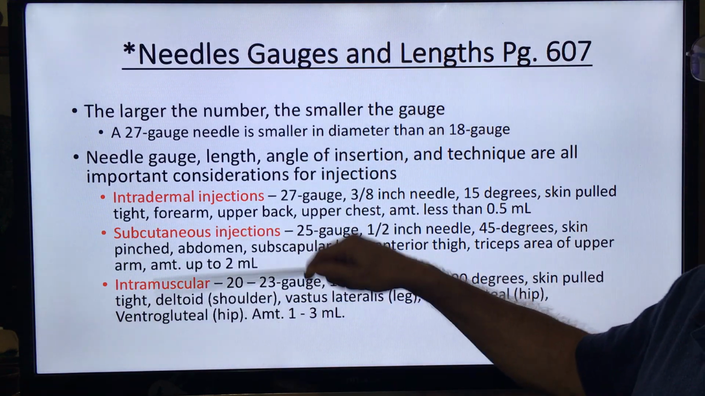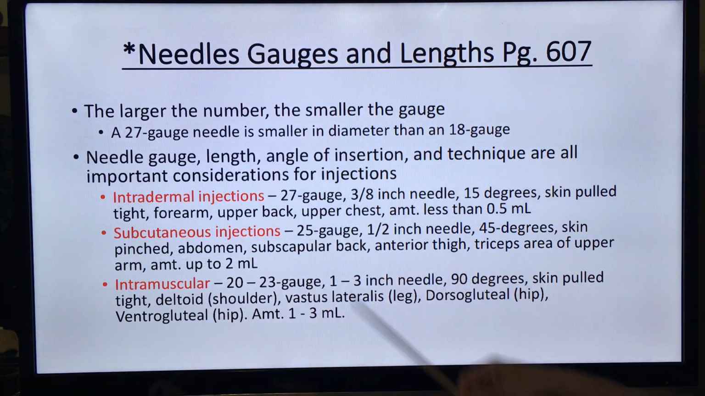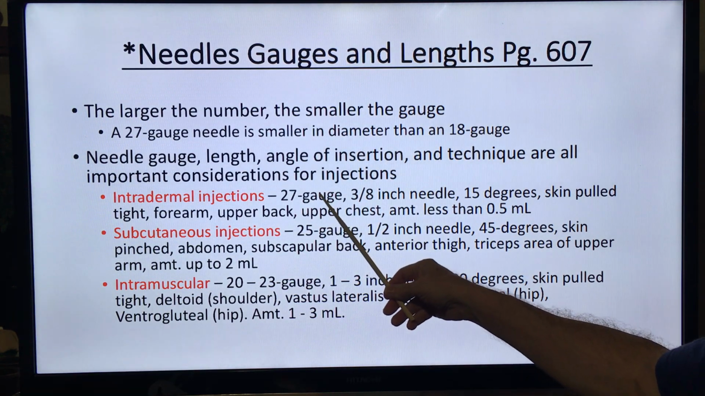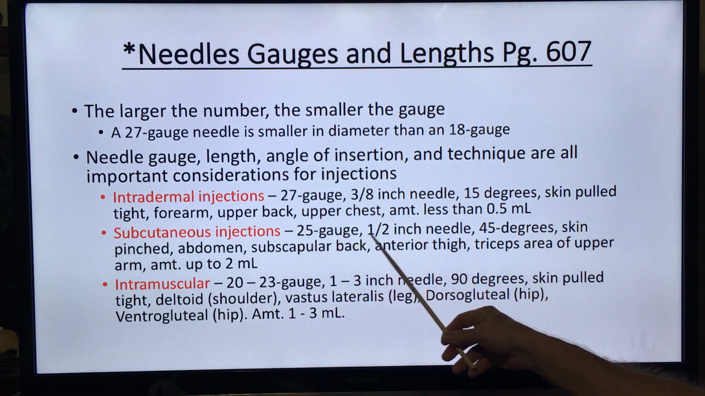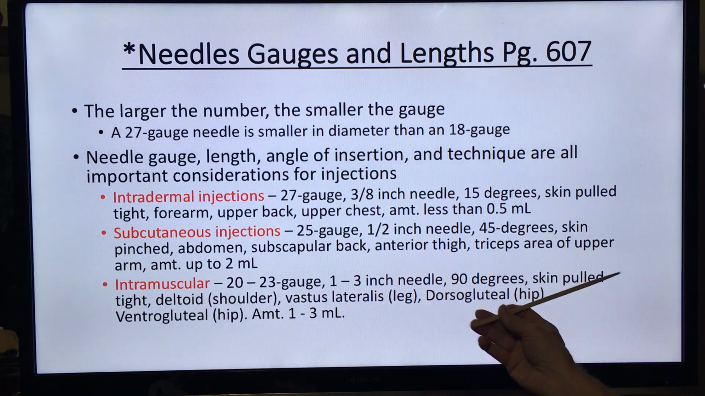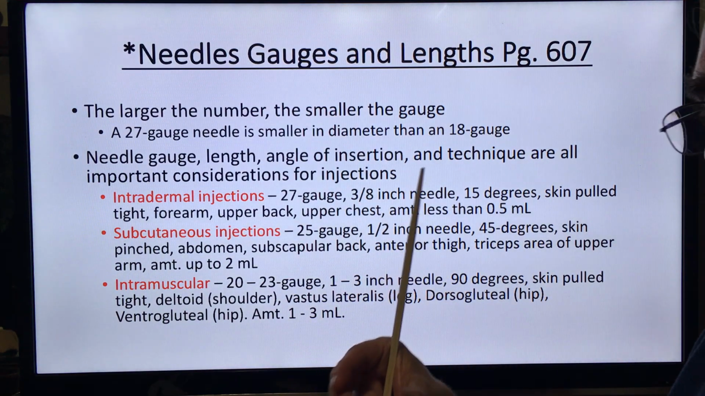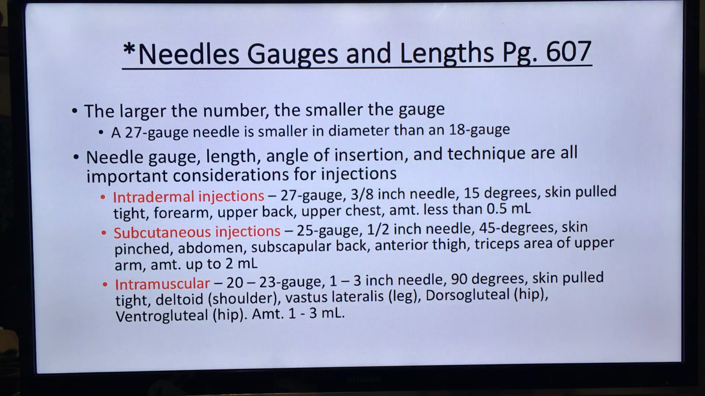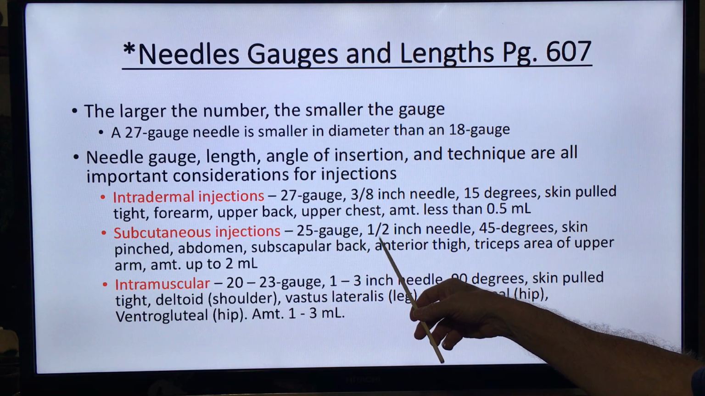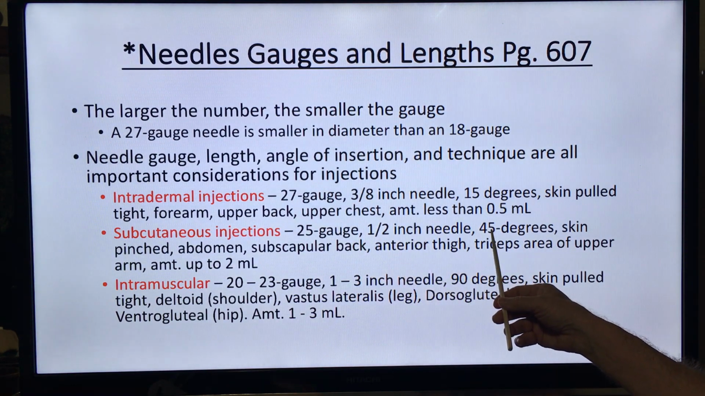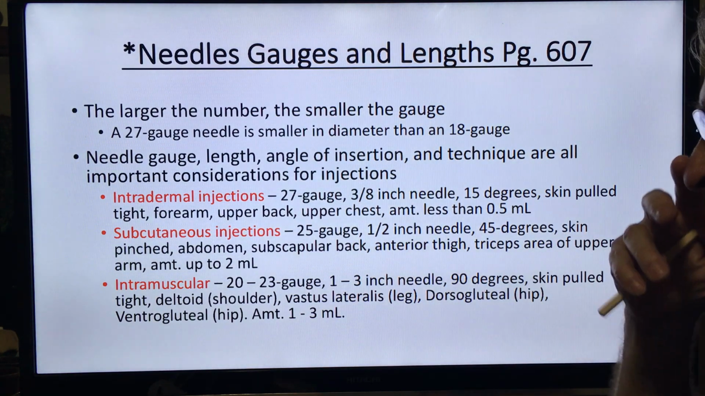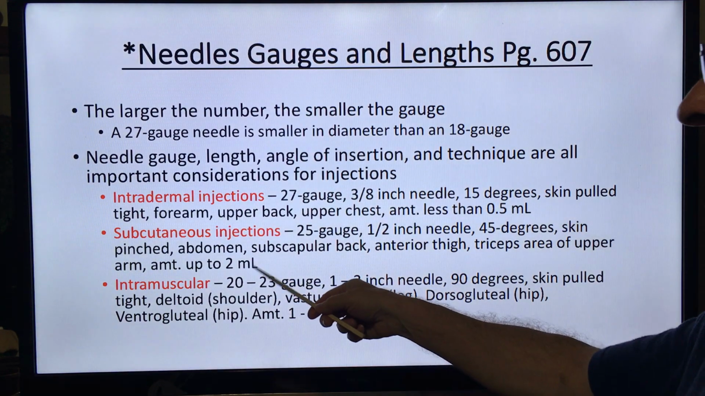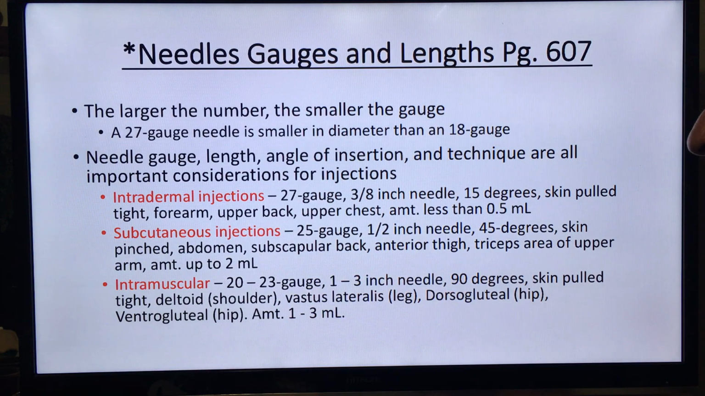Subcutaneous injections go between the skin and the muscle. Use a little larger gauge needle, a 25 gauge needle, which again is going to be a little bit bigger than a 27. Half-inch needle, 45-degree angle to the skin, and the skin is pinched up to pull it away from the muscle when we give this. Now, some needles are short enough that we can go at a 90-degree angle, but we're going to practice it at a 45-degree angle. And we can give up to 2 milliliters of medication that way.